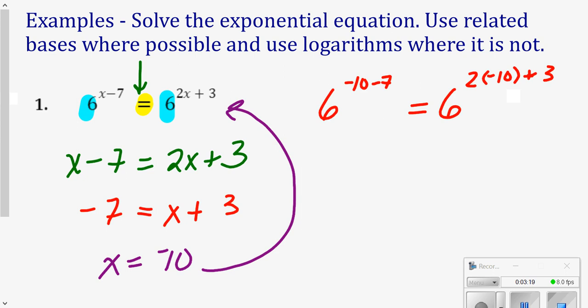Okay, and order of operations wise, I would think about each of those exponents as their own little mini problem. So on this side, I'd have 6 to the negative 17. Over here, I'd have 6 to the, negative 20 plus 3 is also negative 17. Those match.